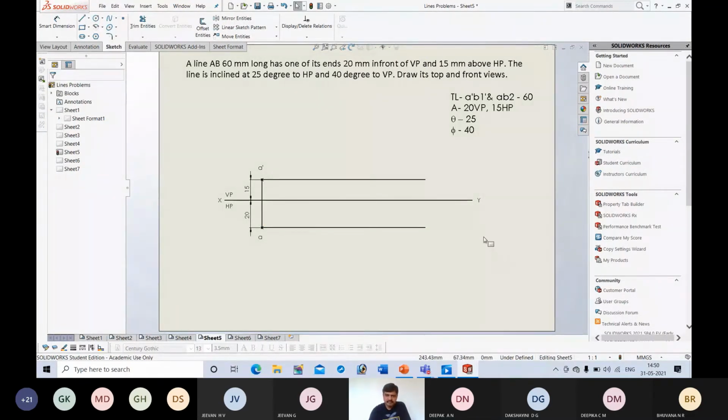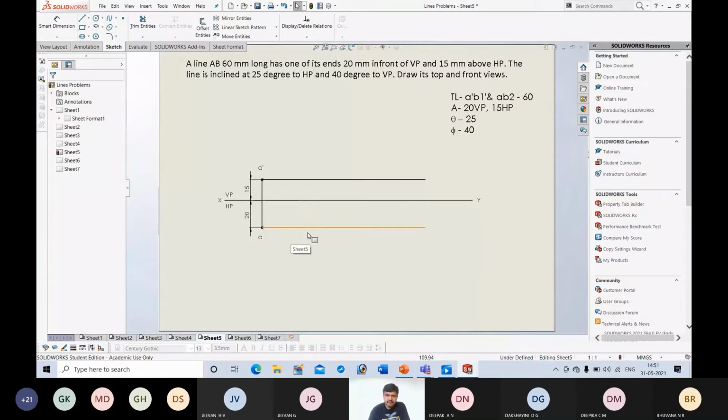Next, we should look at the given data. So I have located point A, then I know the true length. So true length is 60 mm and I know true inclination with HP and VP. First, true inclination from HP can be seen from front, so it will be above XY. True inclination with respect to VP can be seen from top. So that will be below XY.